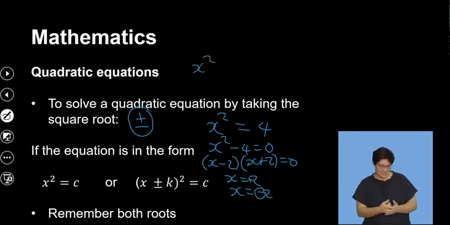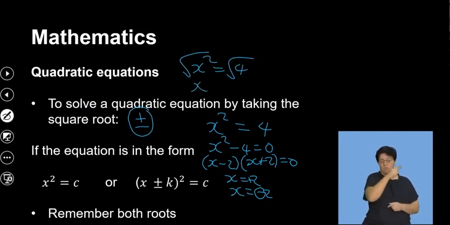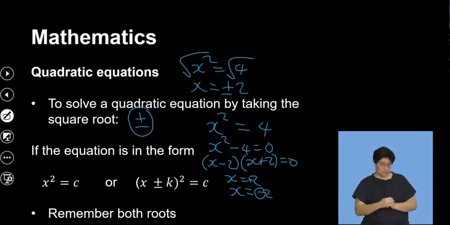So if I just say x squared equals 4 and I decide to take a square root on both sides, this will be the same as x equals plus or minus 2. But I just showed you how to make sense of that using factorization. If the equation is in the form of x squared equals c, like the one that I did, then your answer is always going to be plus or minus the square root of c. Similarly with x plus or minus k, all squared, equals c, it's the same concept: you'll have a plus or minus situation.